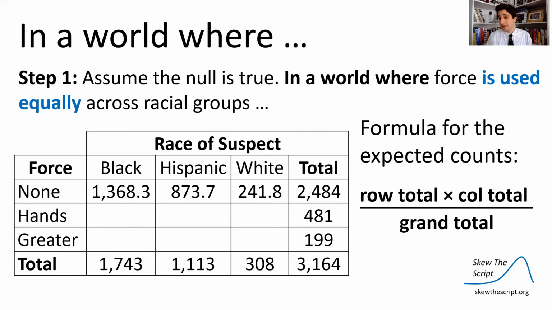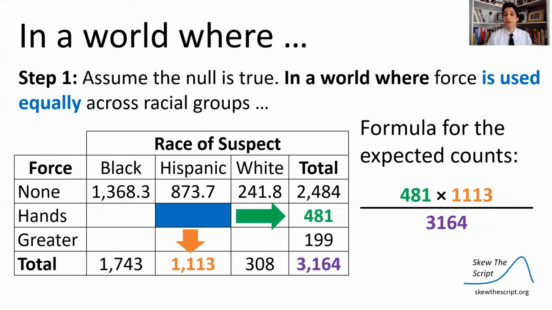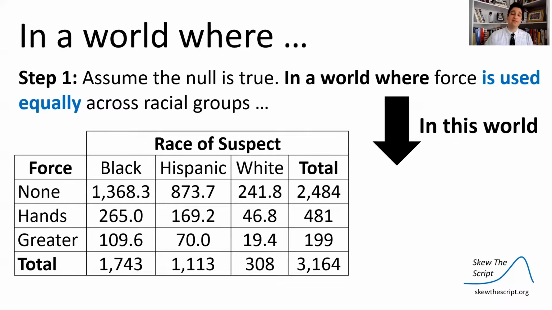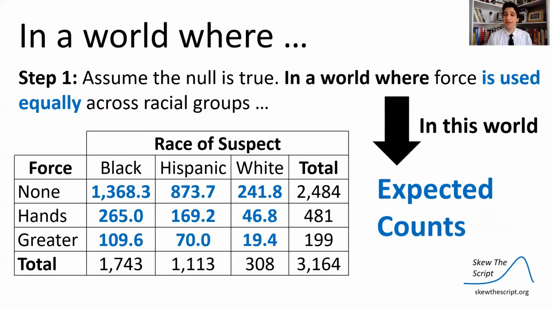So we can do this for the stuff we haven't filled in yet. For example, Hispanic suspects receiving a hands level of force, we can look at the row total times the column total divided by the grand total, we get 1,169. And we do that for all these different groups. So for example, black suspects receiving a gray level of force, we can do row total, column total, and get those numbers. And if you do this for all of those spaces, we can get all of our expected counts. So in this world where force levels are used equally across racial groups, these are the expected counts we expect to get given how many suspects from each race were stopped.